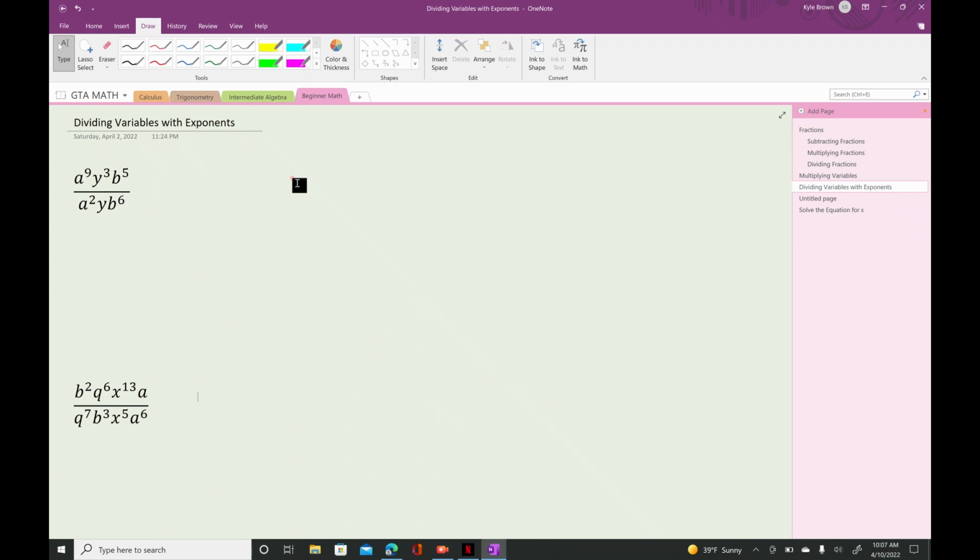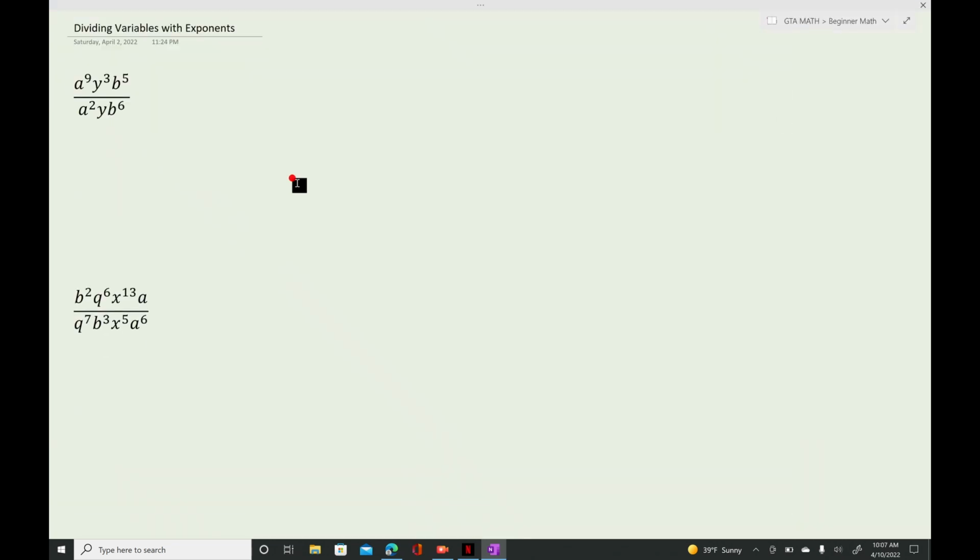GTA Math, what's up? Today we're going to go over how to divide fractions, well, divide variables with exponents that are fractions. To get started, we're going to have to find everything that's a like term. Right here in this first problem, I see these A's are like terms. It's probably not even necessary to do that, but the A's are like terms, the Y's are like terms, and the B's.